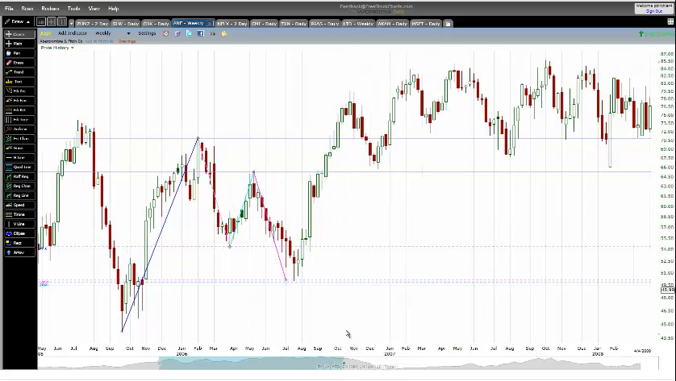So that's how to use these Fibonacci retracements in addition to harmonic patterns in order to identify the highest probability price reversal zone for a stock.